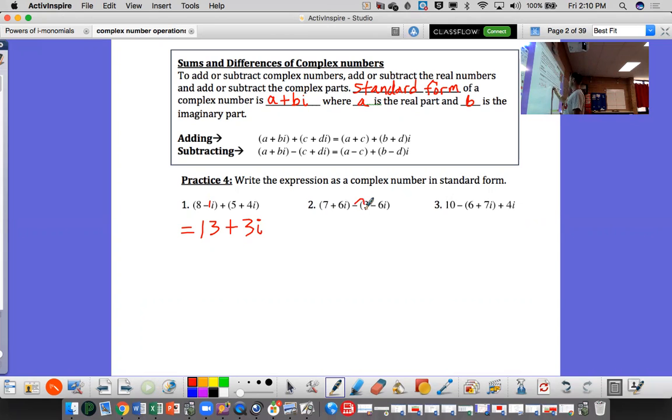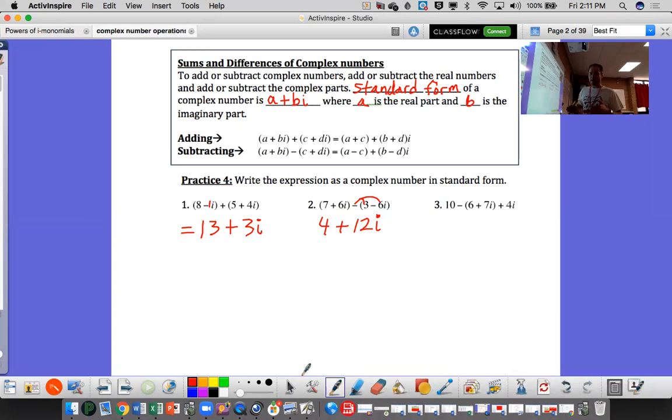Question number 2, kids mess this up because they forget that this subtraction means they're subtracting the entire quantity. So they have to subtract 3, but then they have to subtract the -6. Subtracting a negative turns into +6. So that's where the mistake will happen. So it's 7 minus 3, which is 4, and 6 minus -6 is really plus, would be 12i, okay?